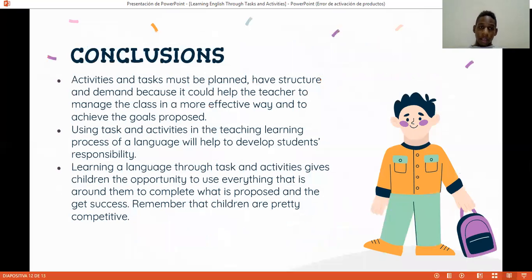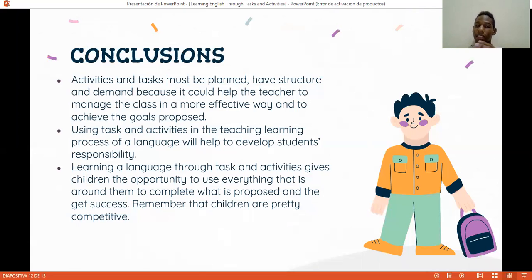Okay, to conclude, first, activities and tasks must be planned, have structure and demand because it could help the teacher to manage the class in a more effective way and to achieve the goals proposed.